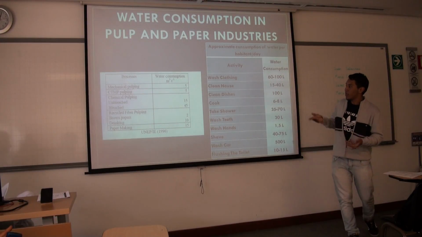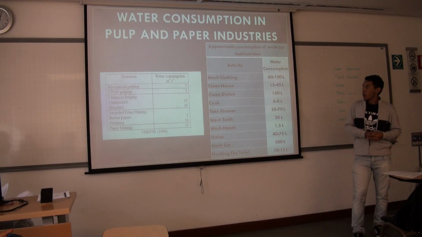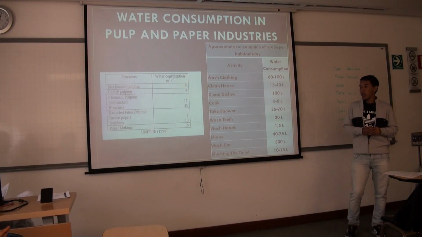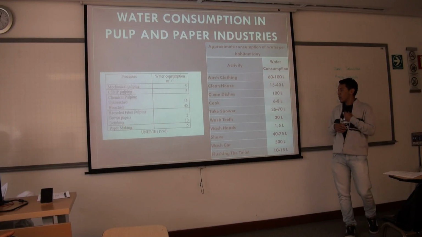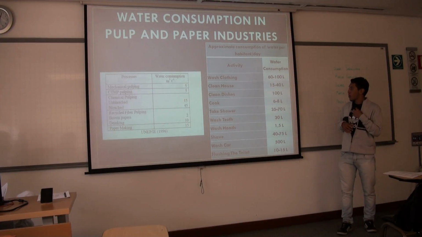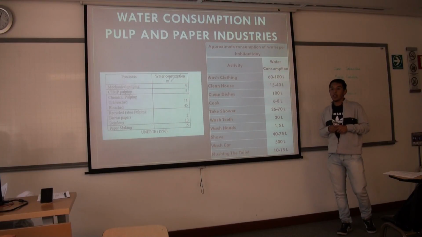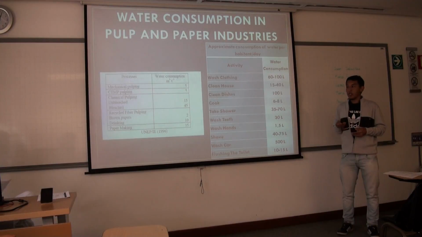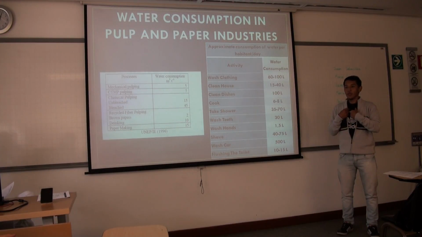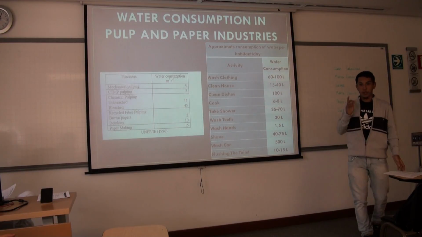Because, for example, in the mechanical pulping, they waste 5 cubic meters per hour, and we can consume 6 to 8 liters of water in order to cook. So basically they can waste the water that we use to cook per hour. So it's important to keep that in mind.